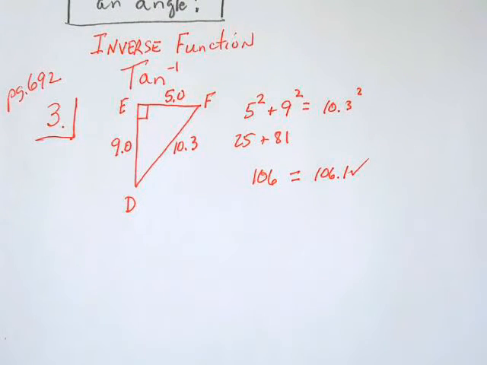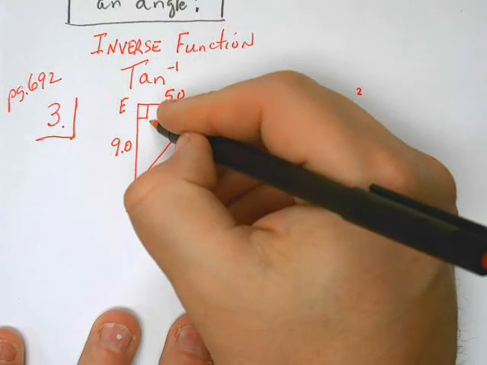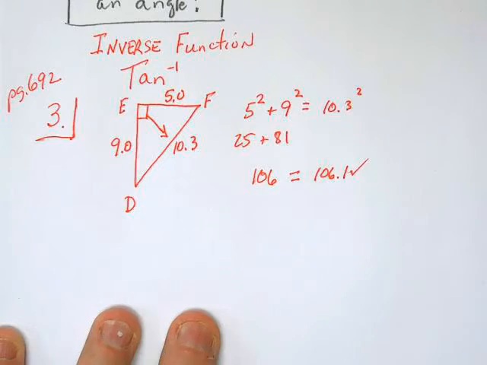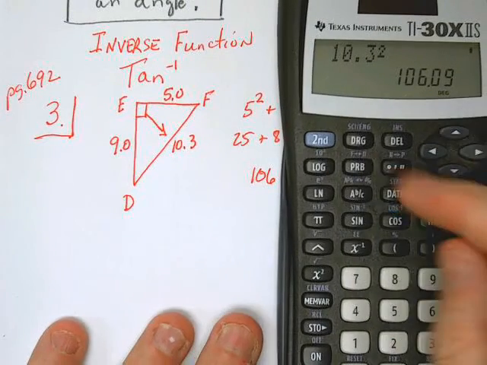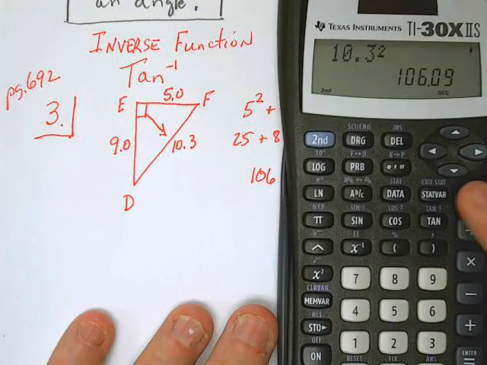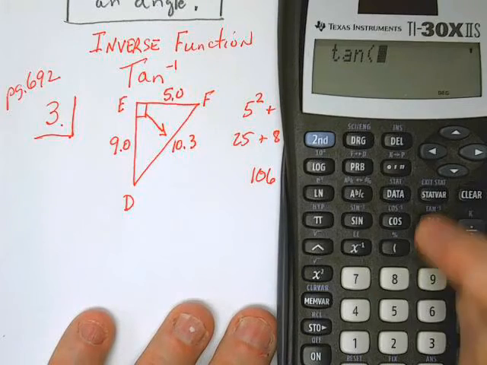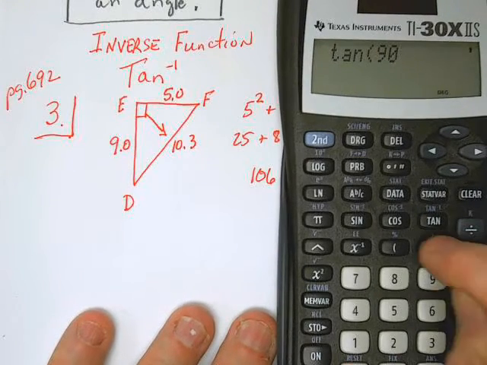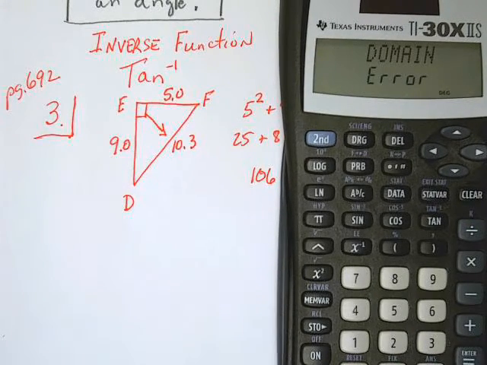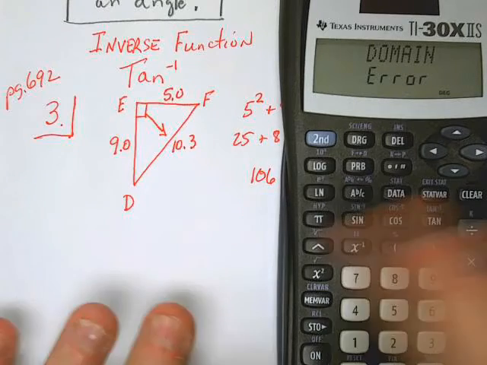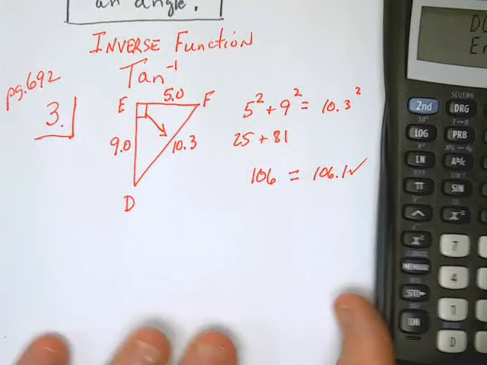Now what do they want us to find? It says, find the tangent of each angle that is not the right angle. They don't want us to find the tangent of the right angle because, watch this on the calculator. Tangent of 90 doesn't have an answer. There is no such thing. It's got to be a value less than 90 degrees. So don't fall into that trap of trying to find the tangent of the right angle.